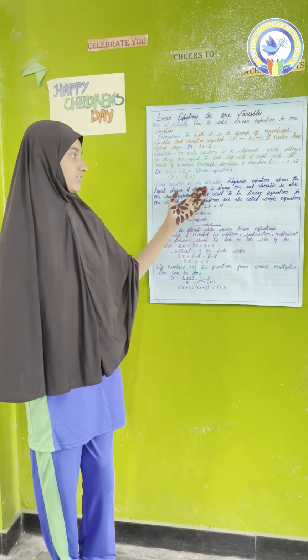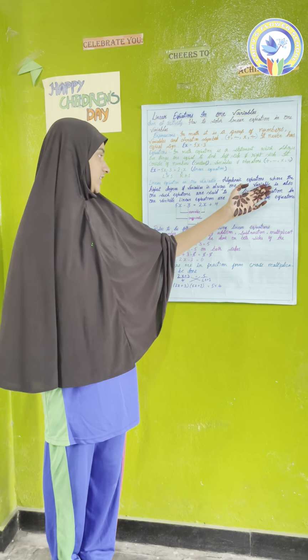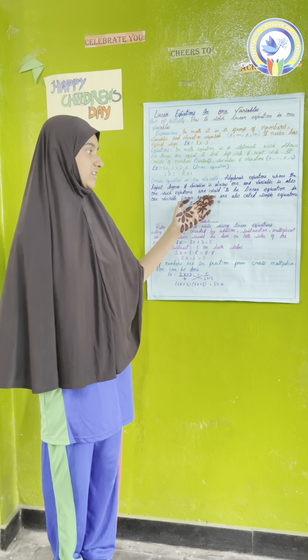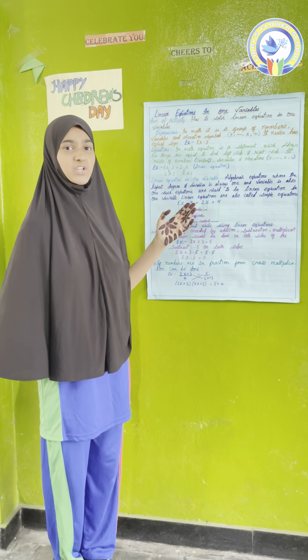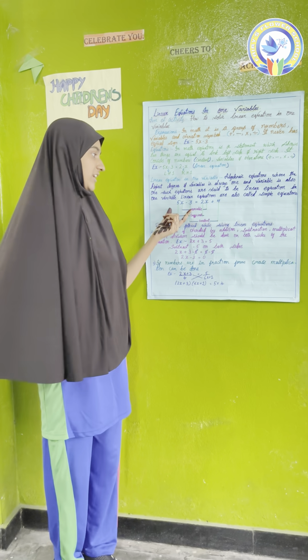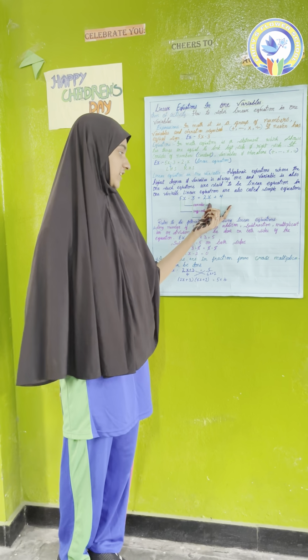Linear equations in one variable. An algebraic equation where the highest degree of the variable is always 1. Such equations are said to be linear equations in one variable. Linear equations are also called simple equations. For example, 5x minus 3 is equal to 2x plus 4.